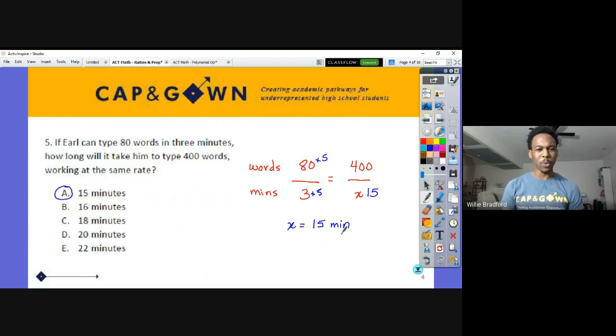So these can be pretty quick and easy if you know how to set up your proportions or ratios. All right, let's take a look at another.